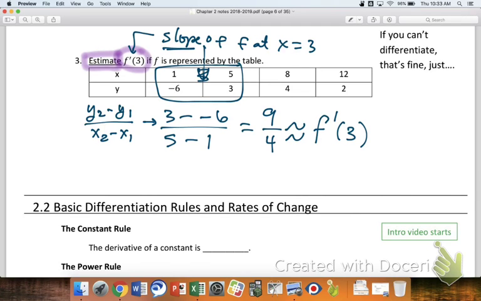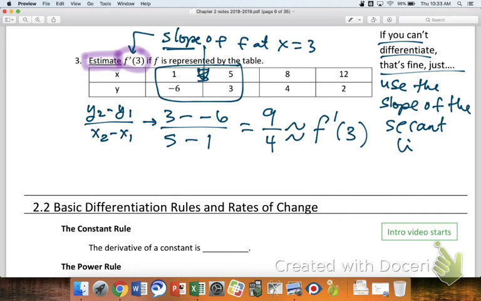Does that make sense? So I've got this little phrase over here, and hopefully this phrase will stick with you and will help you remember to do this even when it's totally out of context. It says, if you can't differentiate, that's fine. Just use the slope of the secant line. Yes, exactly right. So it rhymes, and so hopefully that's why it'll stick with you. Slope of the secant line.